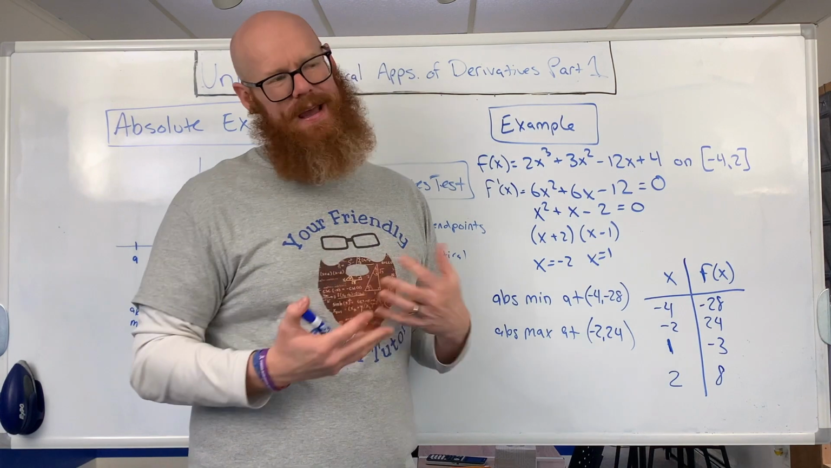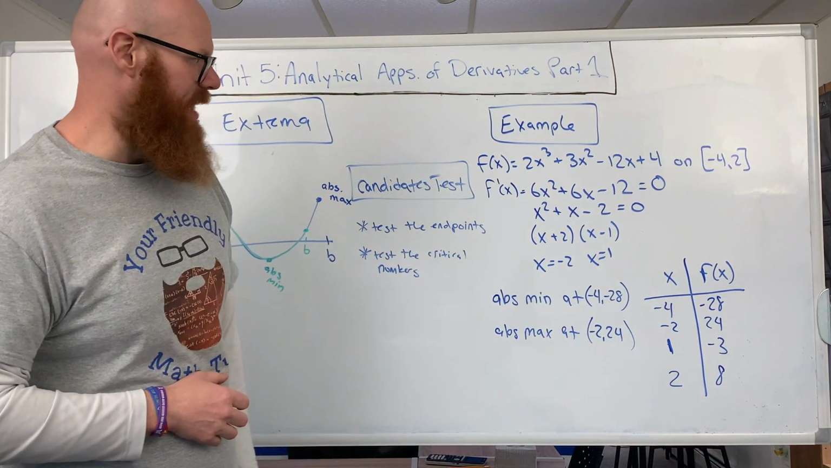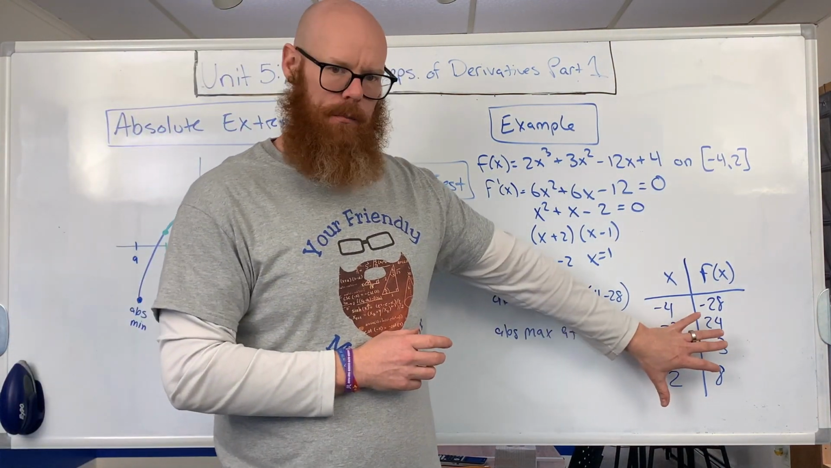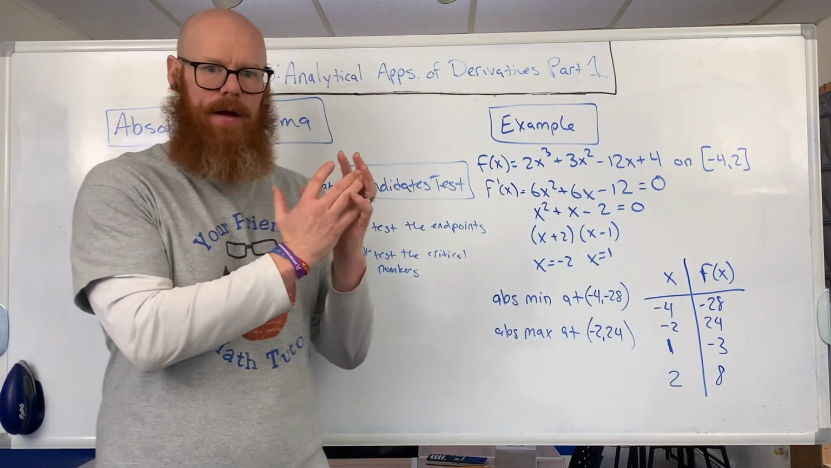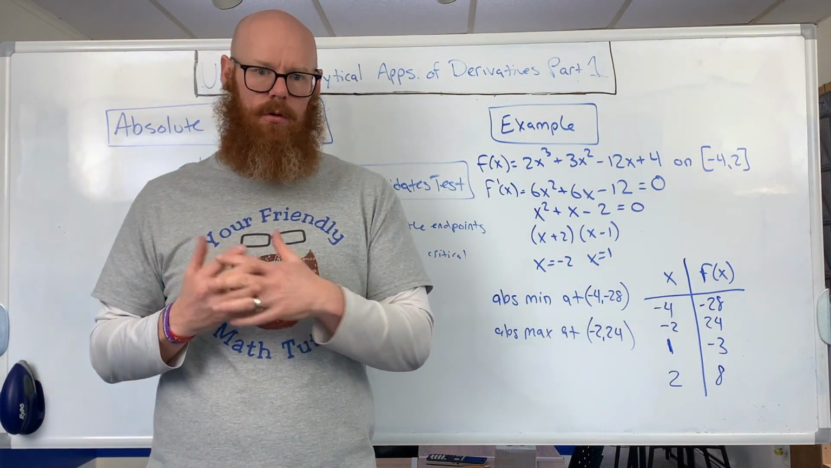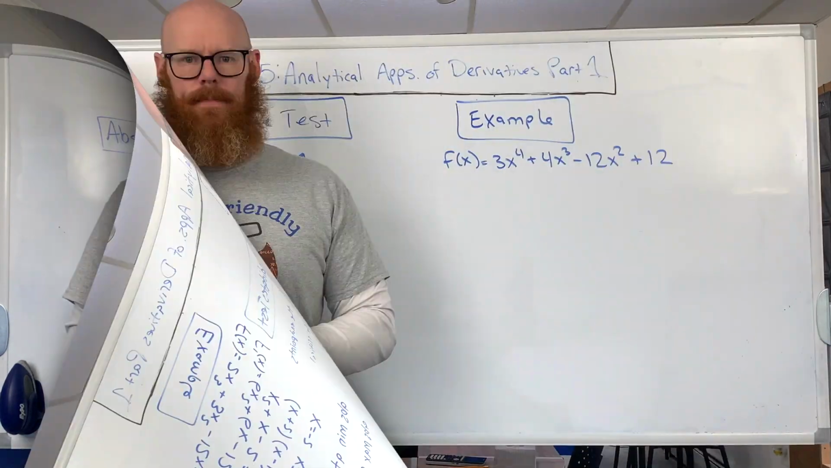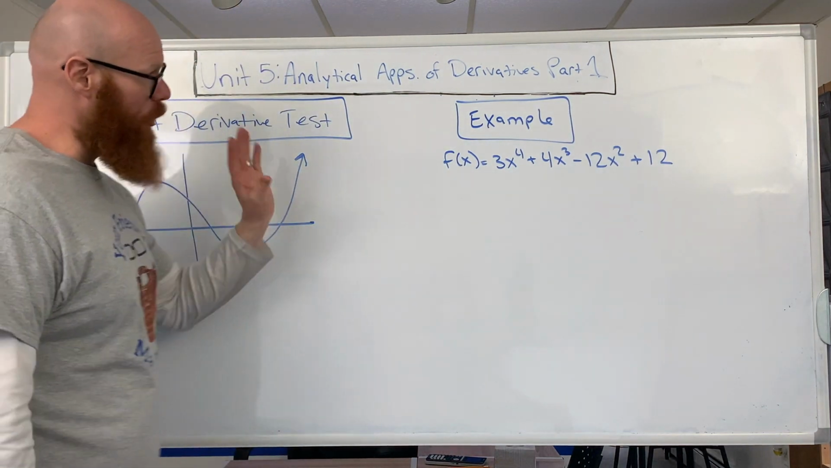All right, so there's different ways that it could be asked, but that is how we use the candidates test to narrow down an infinite number of numbers to a finite number of numbers, and then we just compare them to each other to find the absolute maximum value and the absolute minimum value on a specific interval. Okay? Let's move on. So now we take a look at the first derivative test.